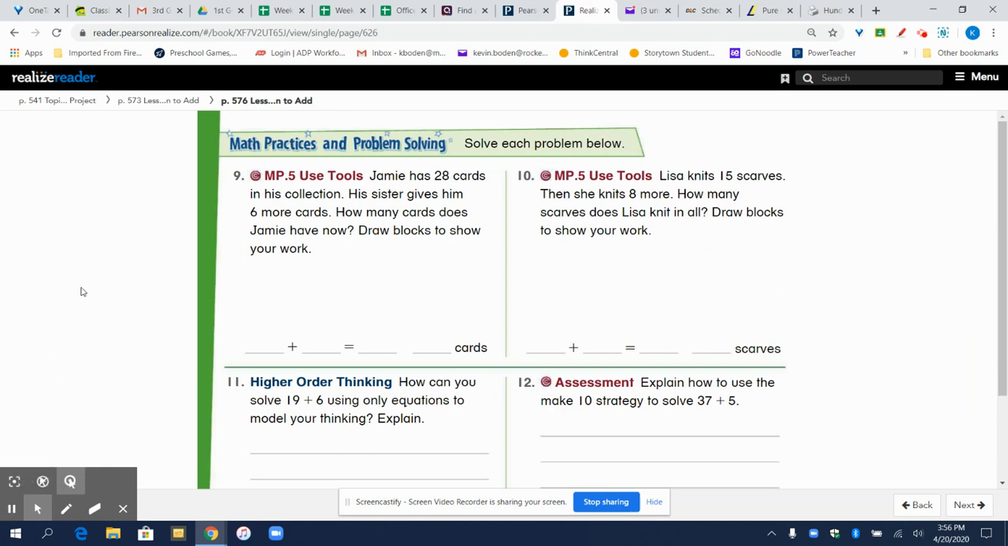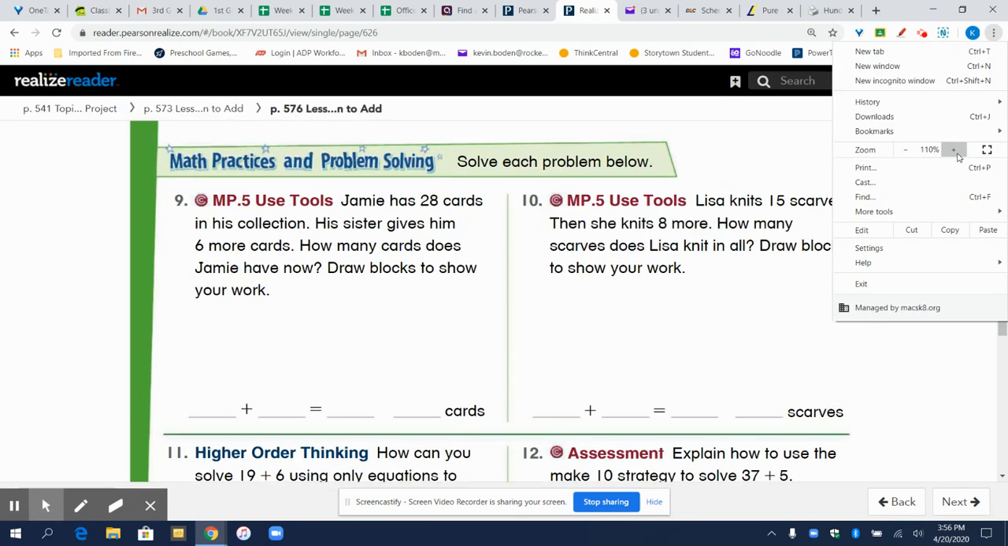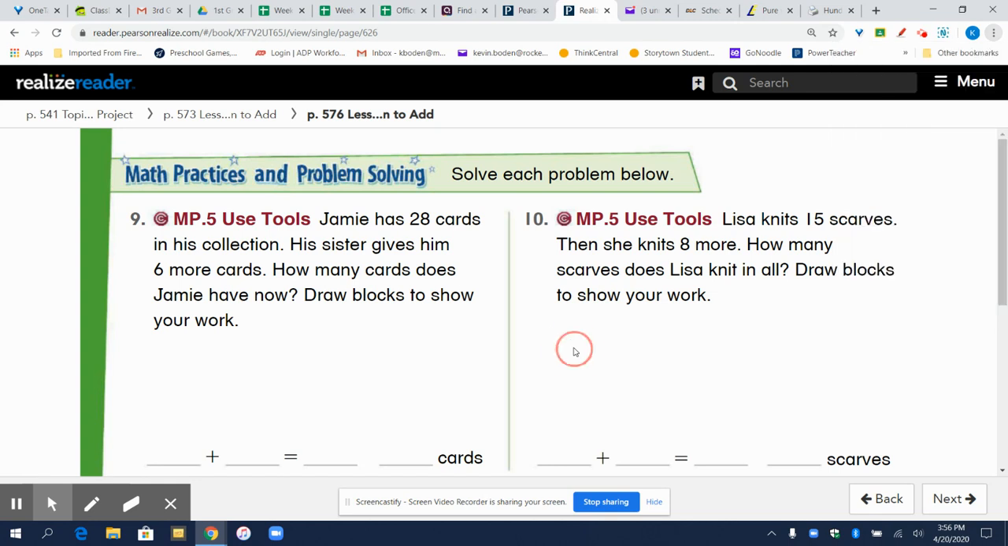All right, we're back, and this is our final page. We have question 9, 10, 11, and 12. And let's see, which question should we do? Drum roll, please. Let's do question number 10. I'm going to zoom in on it a little bit just so we can focus on number 10 and not the other ones.